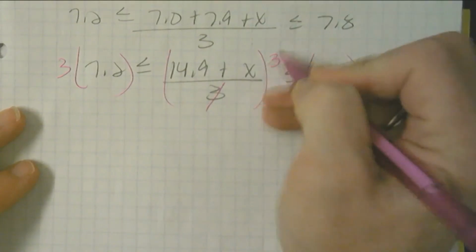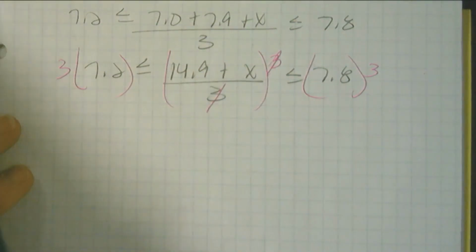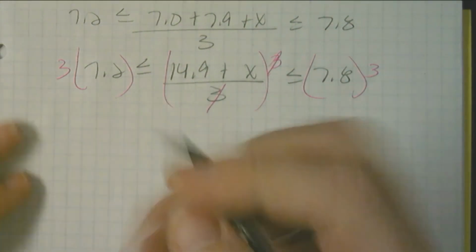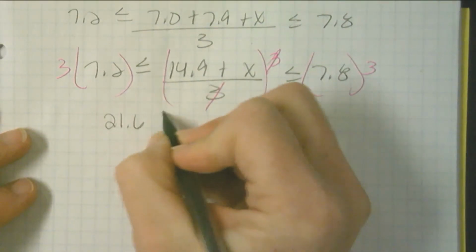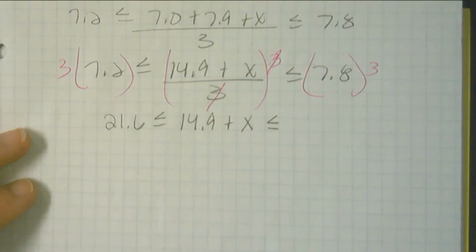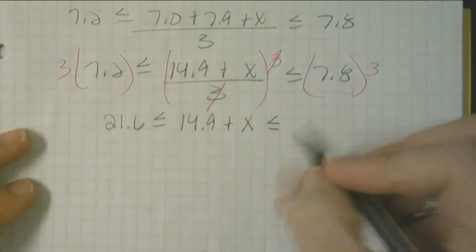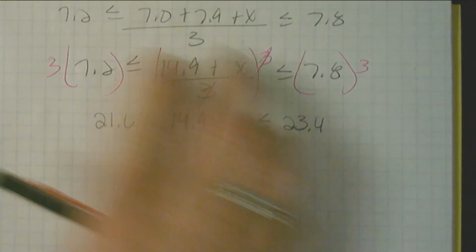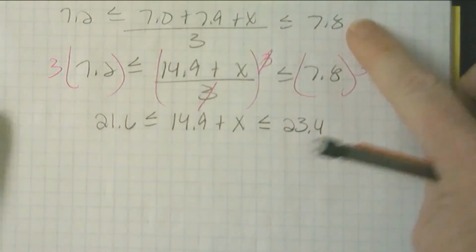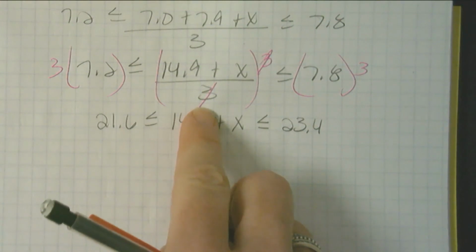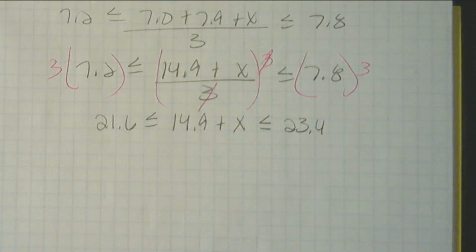So I want to get rid of that denominator because I need to get that numerator with the variable in it all by itself. All right, so 7.2 times 3 is going to give me 21.6 is less than or equal to 14.9 plus x, which is less than or equal to 23.4. All right, so I set up my average equation in between my minimum and my maximum. I simplified my numerator, and now I have to get rid of my denominator so I can get that numerator alone. Now what? Peter, now what?